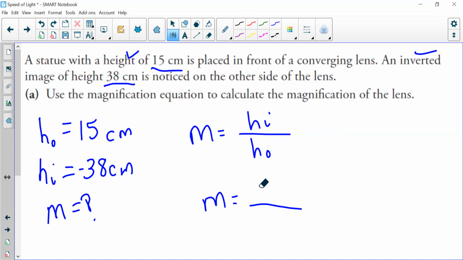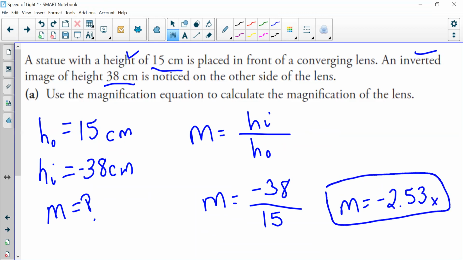So we like these kind of calculations. What is the magnification? Negative 2.53. Very good, negative 2.53. Sometimes I just put the times there so I know that I've included the unit.